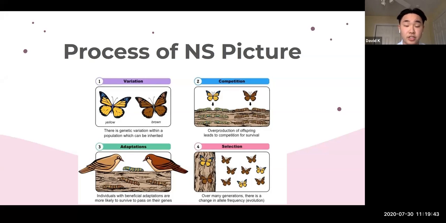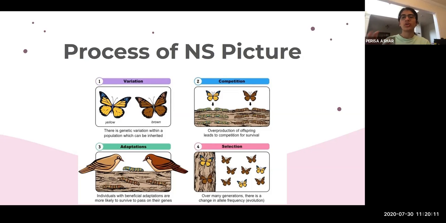So here's variation. You can see that there's two colors of the same species of butterflies, which is a change in the genetics of each butterfly. Here's a yellow and brown. And then we can take that into number 2, which is competition. And there's overproduction of offspring that leads to the competition for survival.